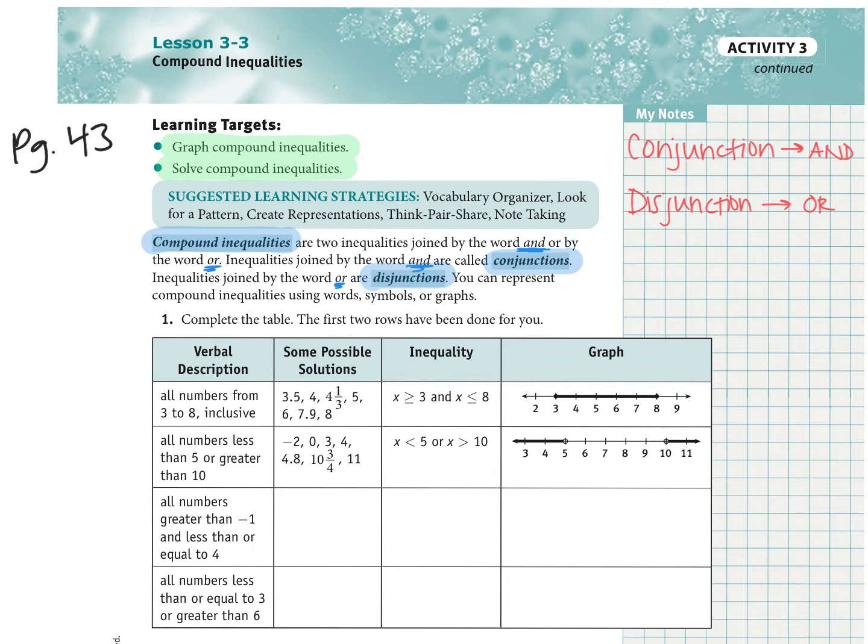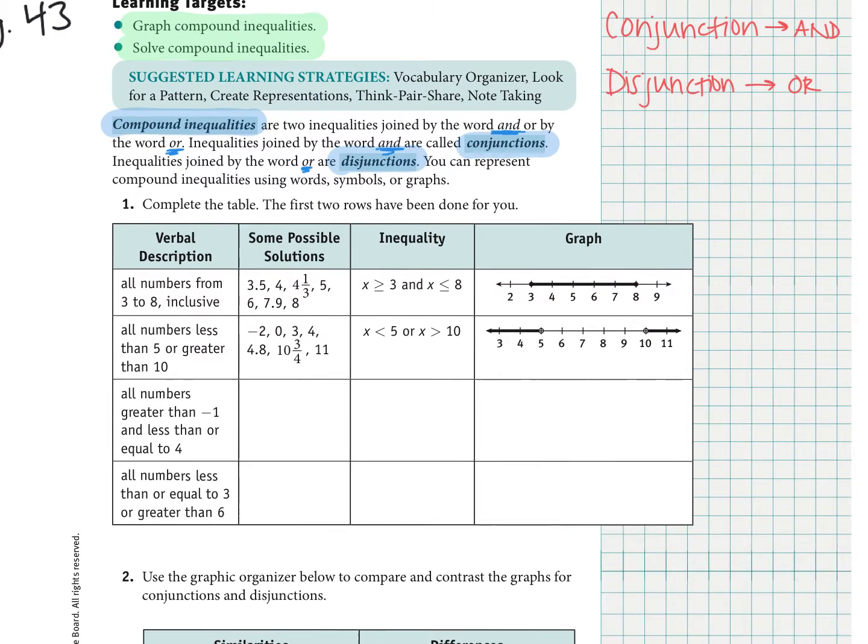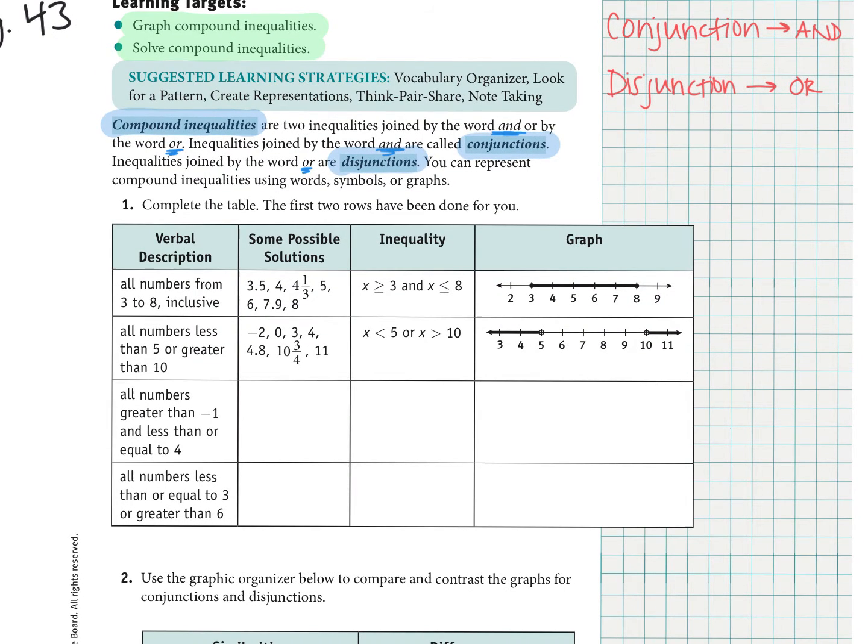Now remember, we can represent inequalities using words, symbols, or graphs, so we can also represent compound inequalities using words, symbols, or graphs as well. Let's start looking at the table below. We're going to be filling in the missing pieces of our table, and the first two rows have been done for us, but we're going to break this up into parts. So let's start off looking at the first row. We have some type of verbal description, some possible solutions, our inequality, and our graph.